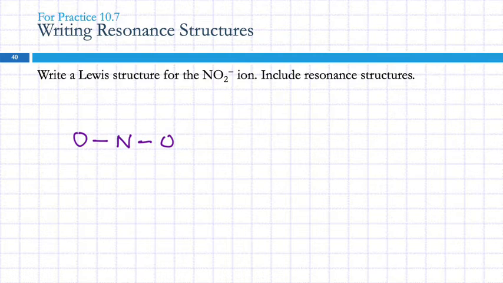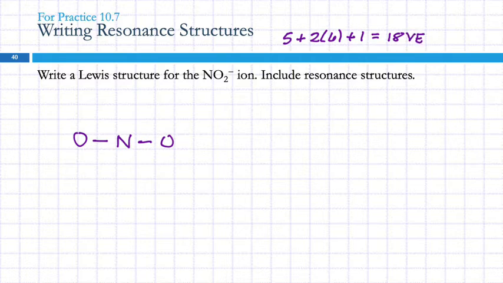When there are more complicated formulas, a lot of times the question will tell you which is the central atom so that you don't have to fumble around. Okay, so I made a skeleton, and now I need to count up valence electrons. How many valence electrons does nitrogen have? 5. I have 2 oxygens. They each have 6. And what do I do with the negative sign? Add 1 electron. So I believe that's 18.